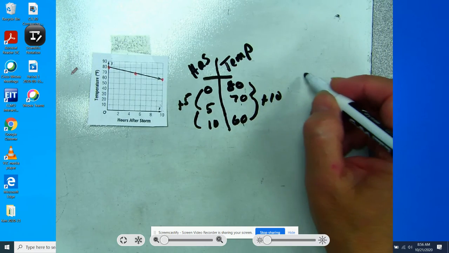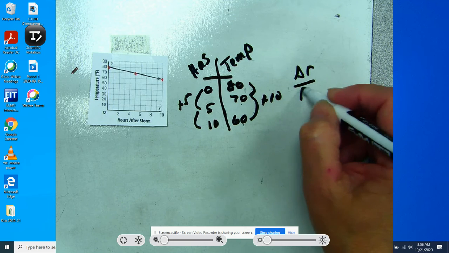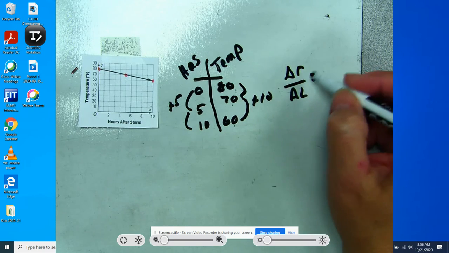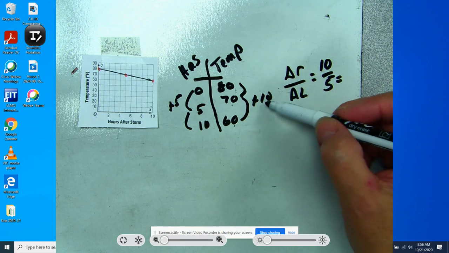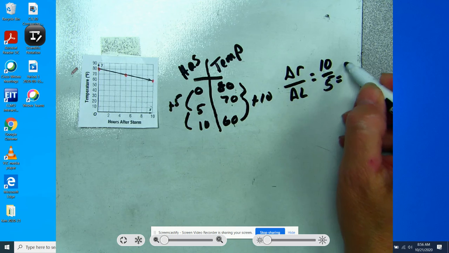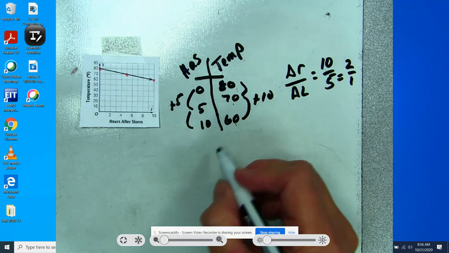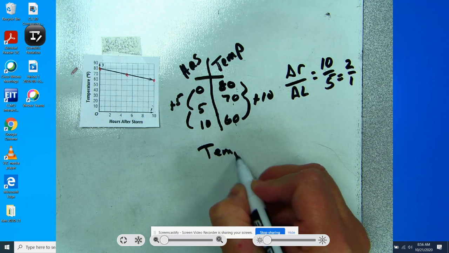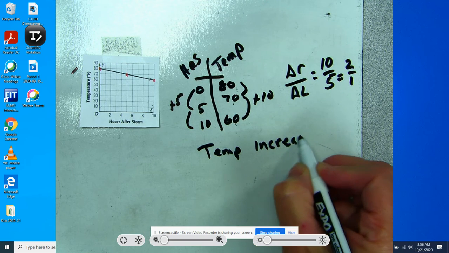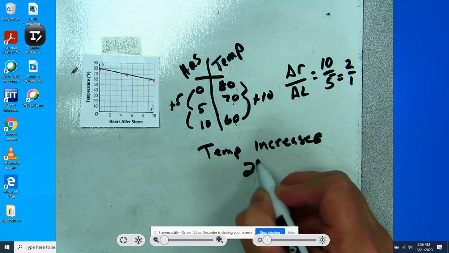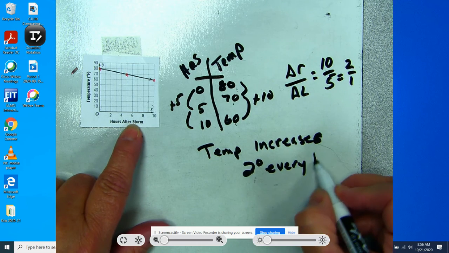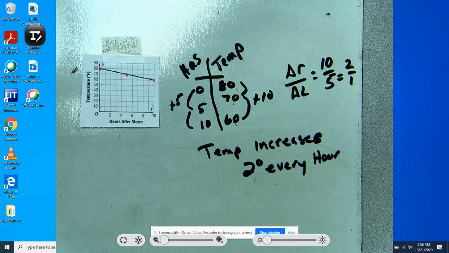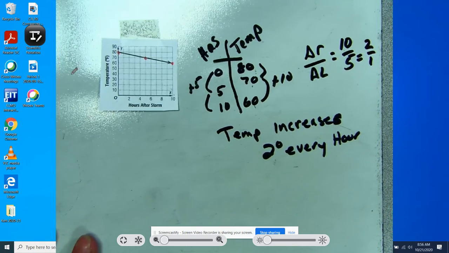So we have a change on the right, change on the left. We have 10 over 5, which equals 10 divided by 5 would be 2 over 1. What is that saying? Temp increases 2 degrees every, and this is in hours, every hour. All right?